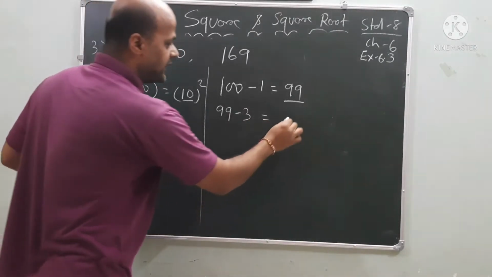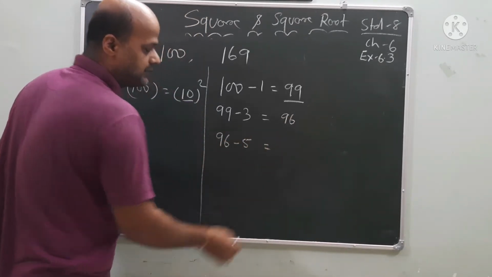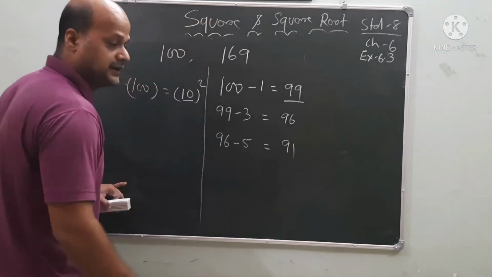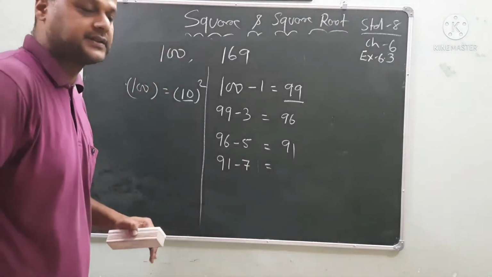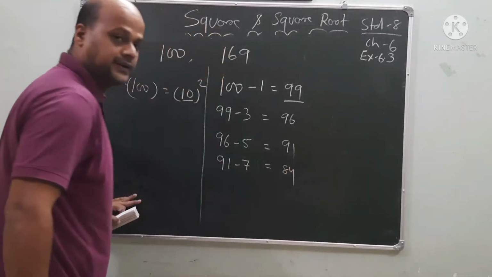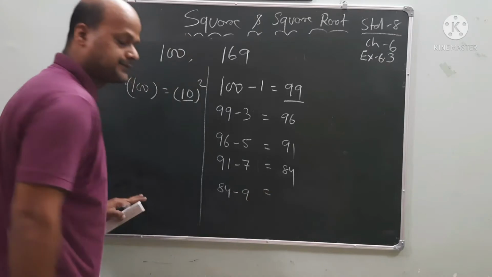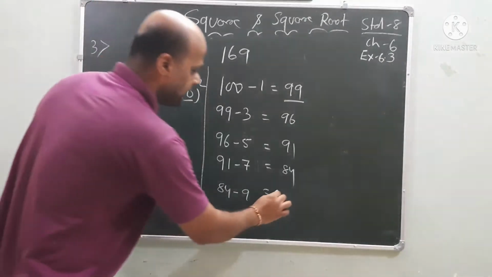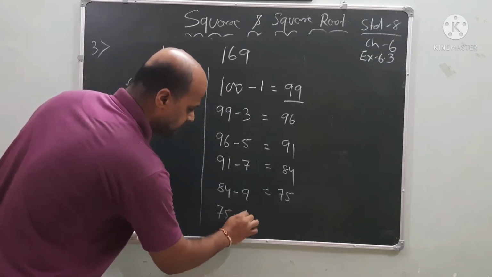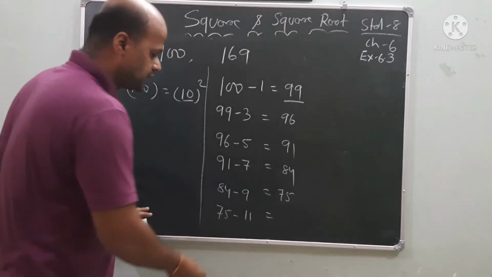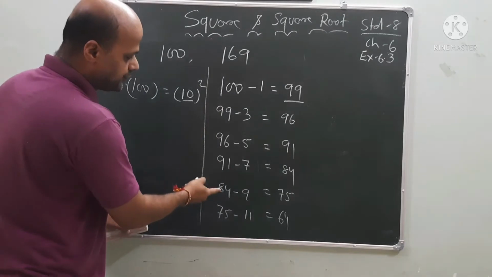So 96. Again 96 minus 5. How much? 91. Then 91 minus 7. How much will it come to, my dear friends? Yes, 84. Yes or no? Now 84 minus the next one, 9. Tell me how much? 75. Next odd number is 11. Good, very good, Aniket. So how much will it come to? 64. Okay. 1, 2, 3, 4, 5, 6.